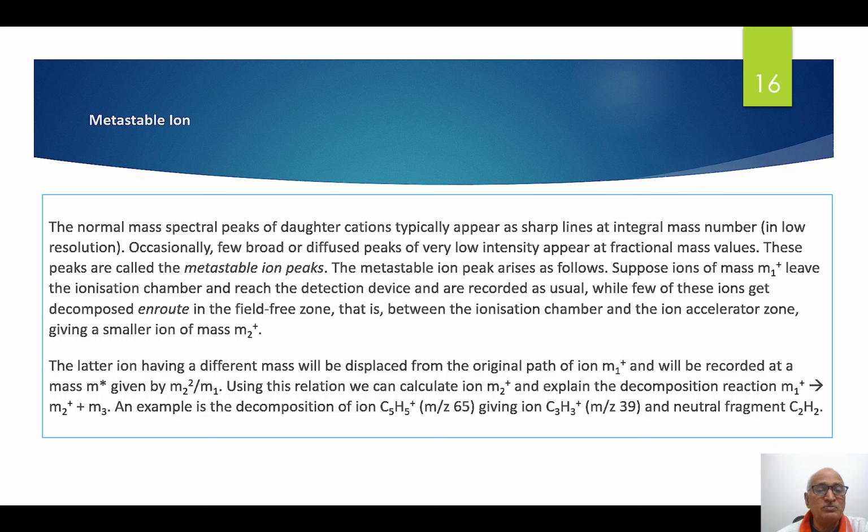An example is the decomposition of the ion cyclic C5H5 positive ion, mass number 65, giving cyclic C3H3 ion, mass number 39, and a neutral fragment acetylene.